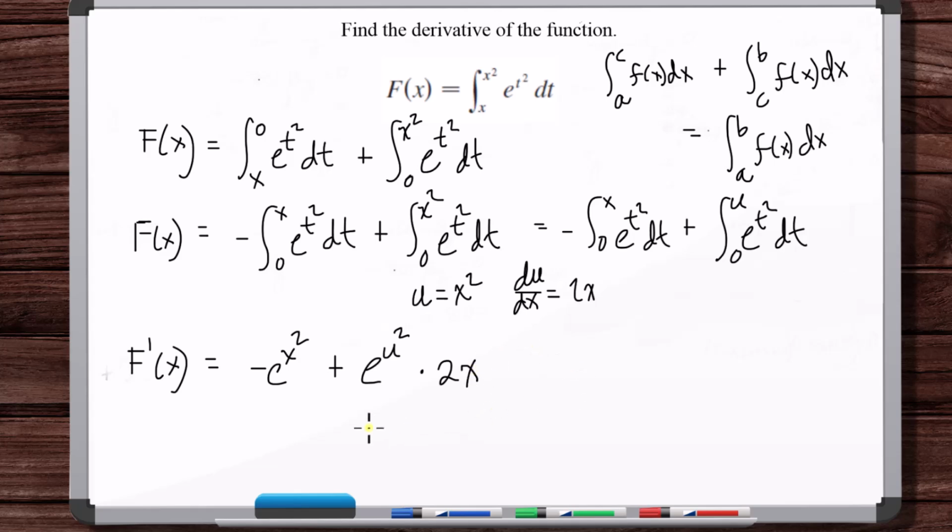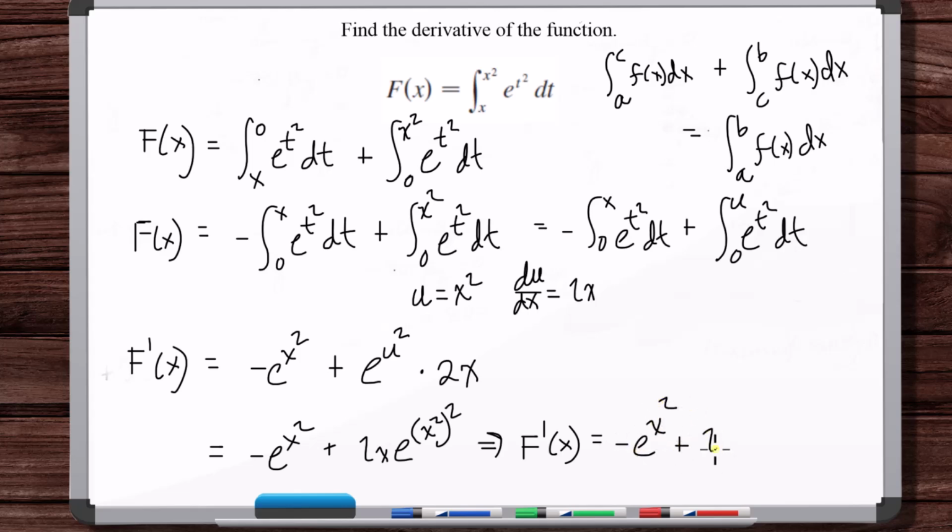All right? Now let's substitute the u back in. So you've got 2x e, and this is x squared squared. So f prime of x is equal to minus e to the x squared plus 2x e to the x to the 4th. And there it is. There's f prime of x.